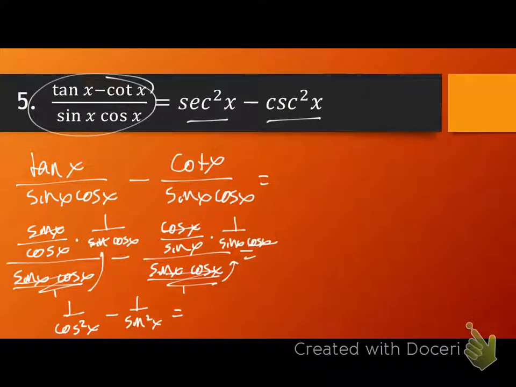1 over cosine squared is secant squared. 1 over sine squared is cosecant squared. That's exactly what I needed to end up with on the right side. So I'm done. Verified. So again, more strategies to take with you. Okay? All right. Hopefully that's enough to get you through the next homework. So give it a shot. We'll talk about it next time.